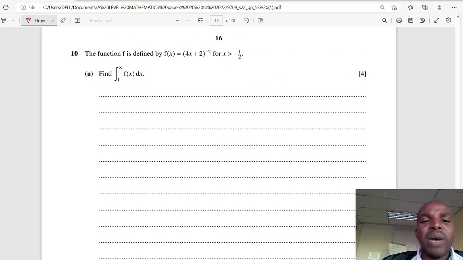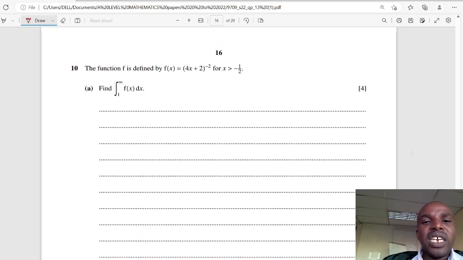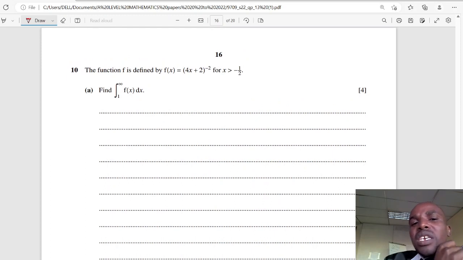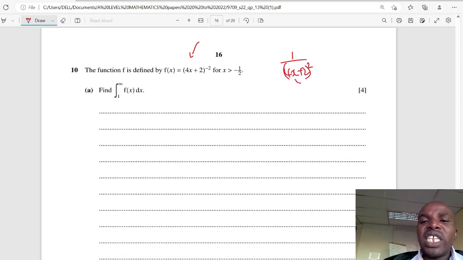The function f is defined by f of x, called that one. Find the integral of f of x from 1 up to infinity, right? So if x will be increasing, greater than minus half, then what will be happening to f of x? If you can check, it's more like 1 over 4x plus 2 squared. So as this value increases, the value here will be getting closer to 0. So in other words, our f of x will be approaching 0. You get it, right? So our infinity, we just take it as 0 if you are evaluating now.